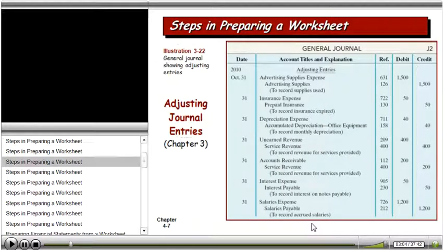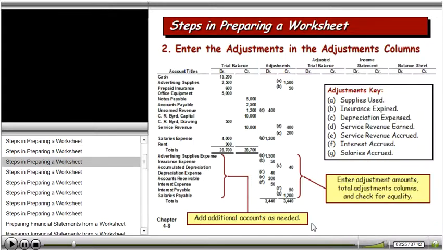Our next step then is to make adjusting journal entries. And we go ahead and we analyze the existing accounts to see what's changed, what's been recorded that needs to be deferred, what hasn't been recorded that needs to be accrued, and make those adjustments. We're not going to post them at this point, however. We're going to make the adjustments and put them in the adjustment column of the worksheet.